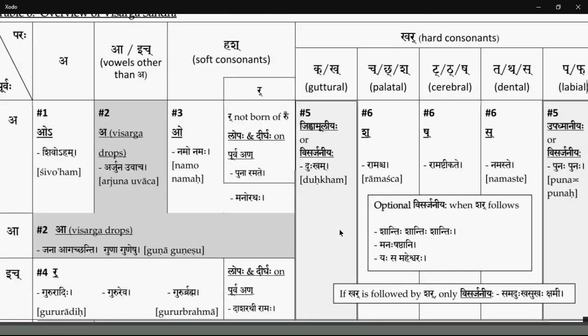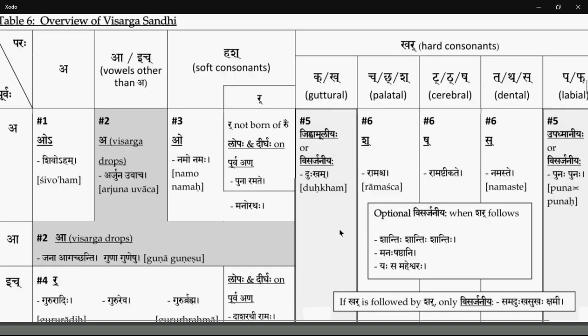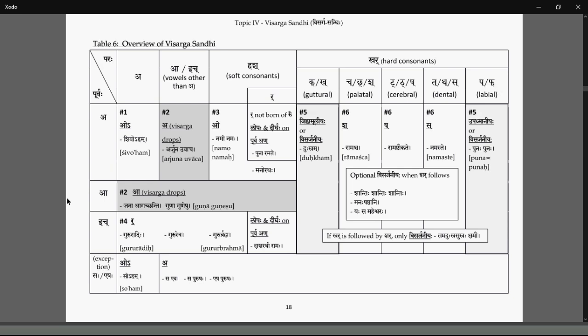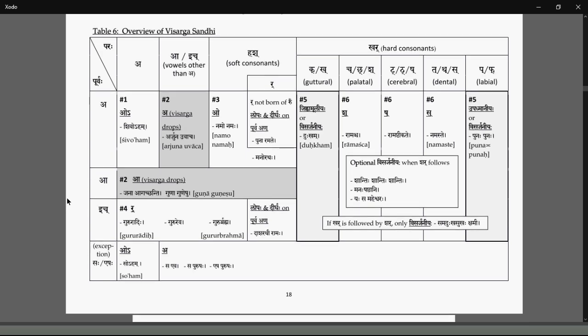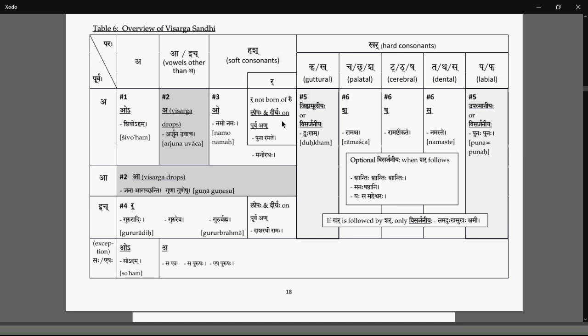Visarga is also called visarjaniya. There is a chart for visarga sandhi. This is the easiest way to look at sandhi, or through practice you will get the sandhi. Don't go through technicalities if you don't have enough time, enough bandwidth. Look at the sandhis on a case by case basis. If you have enough time, then go through this chart and try to analyze what happens.